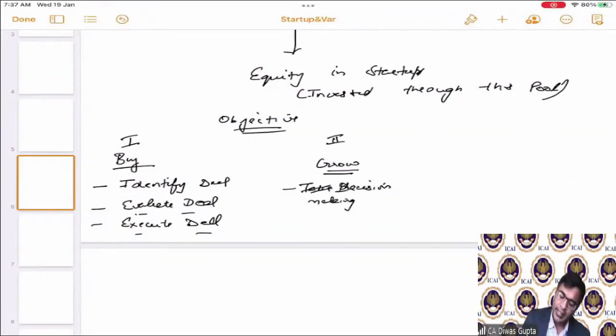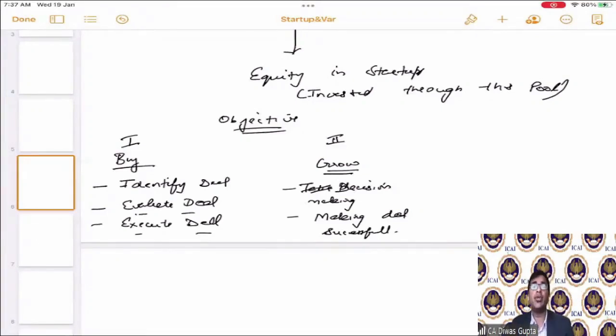So in growing, I'm simply putting decision making, and this essentially means making deals successful. They would want the deal to be successful. And how can they do it? By ensuring that they are increasing the current value addition. They keep on adding new improvements, so that the value addition happens. So this is buy, grow, and the third part is exit, which is sell.